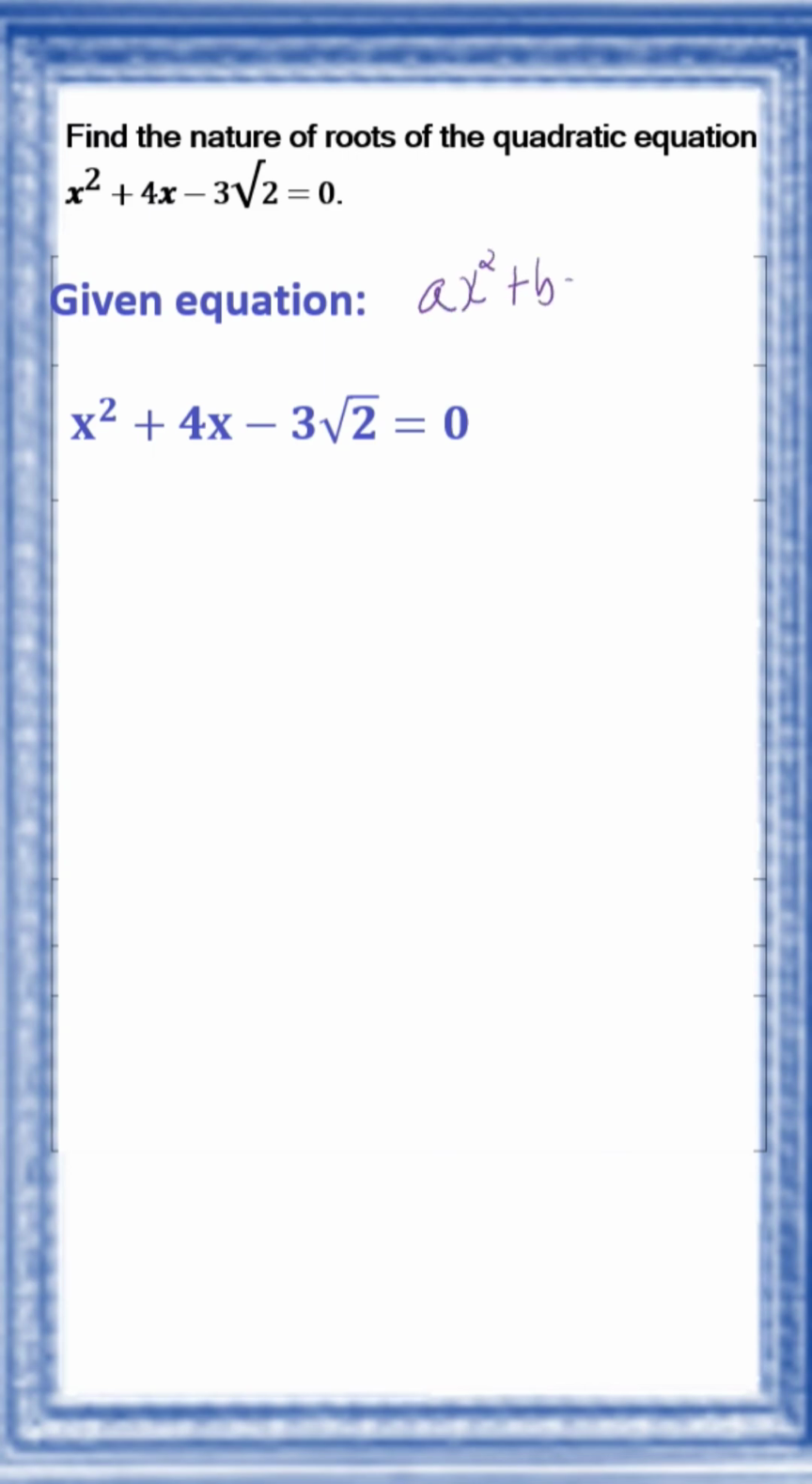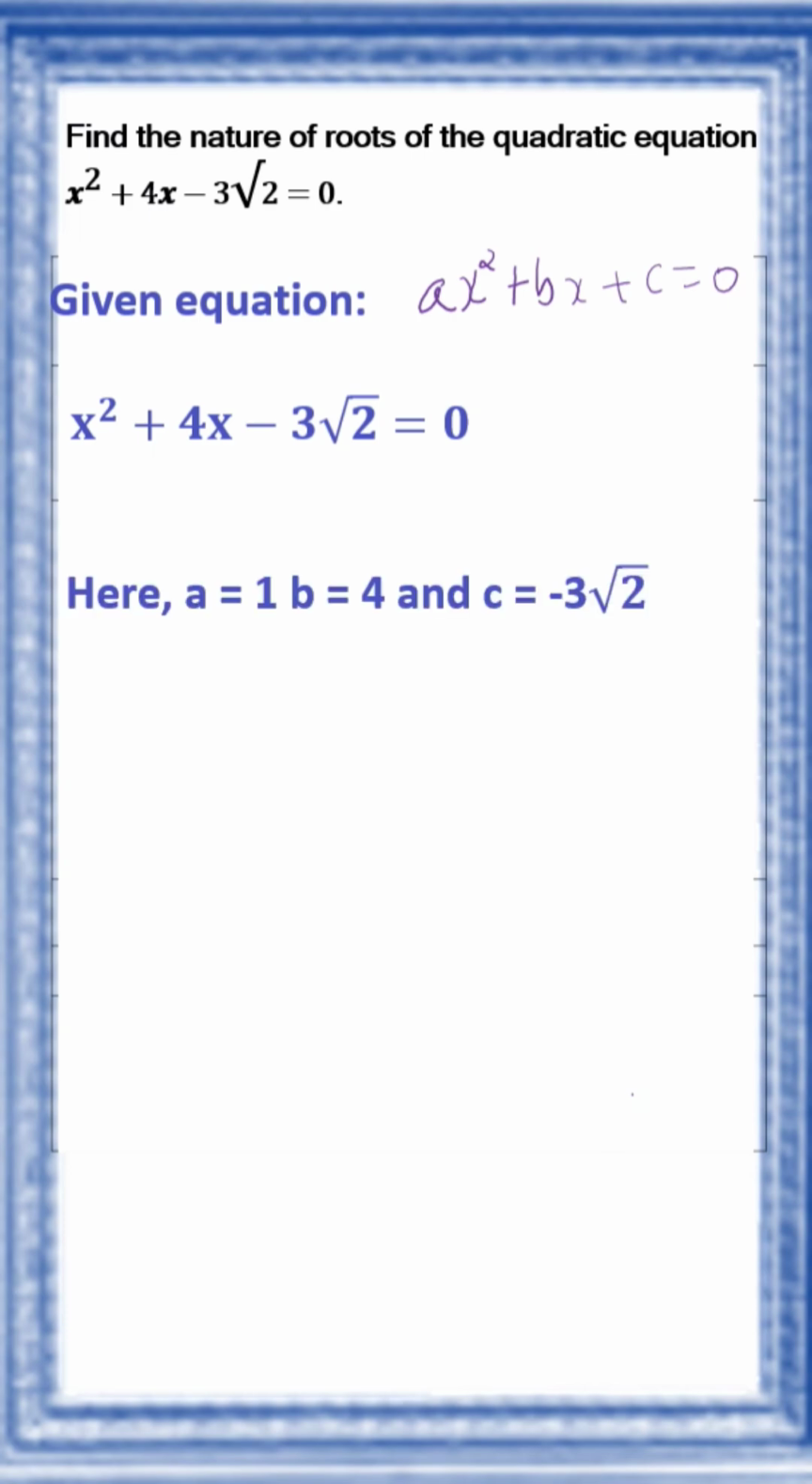Now let us solve. The equation is in standard form. The given equation is x square plus 4x minus 3 root 2. The standard form of the quadratic equation is ax square plus bx plus c is equal to 0. Now let us compare the coefficients. Here a is equal to 1, b is equal to 4, c is equal to negative of 3 root 2.